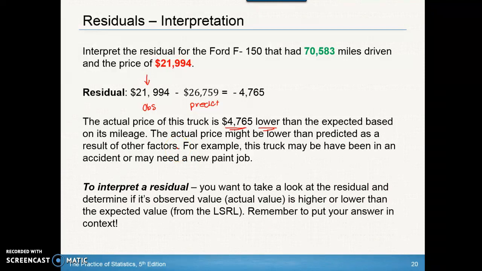So to interpret the residual, take a look at the residual and determine if the observed value is higher or lower than the expected value. Put your answer in context.